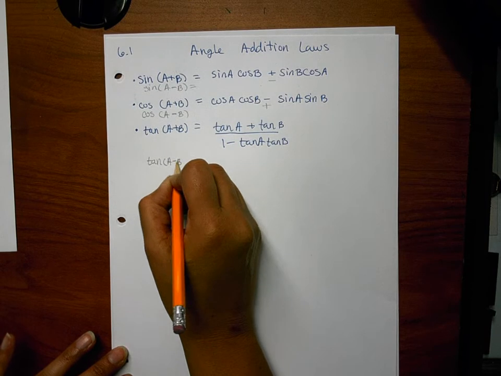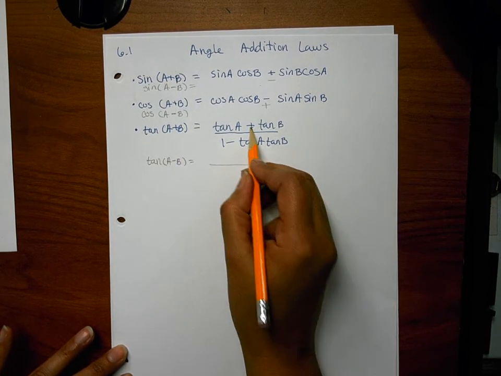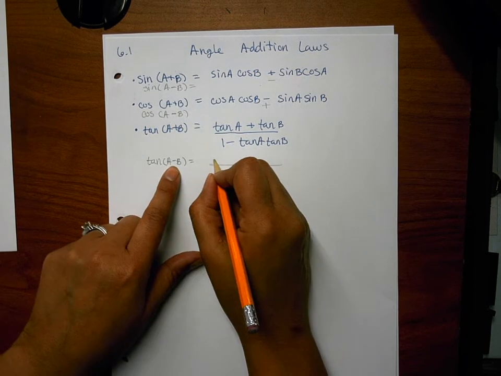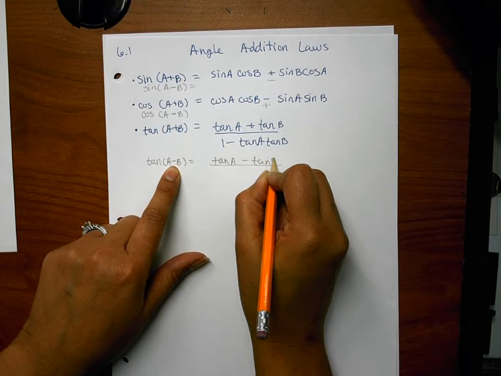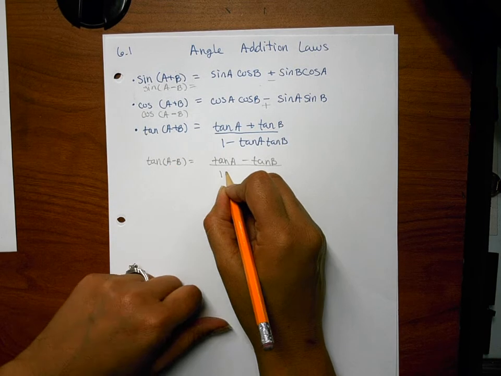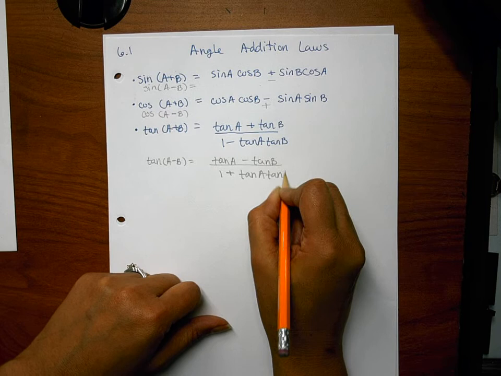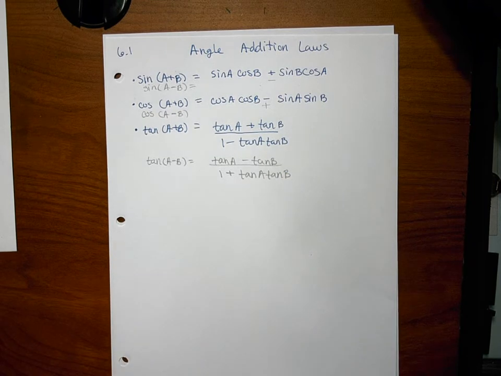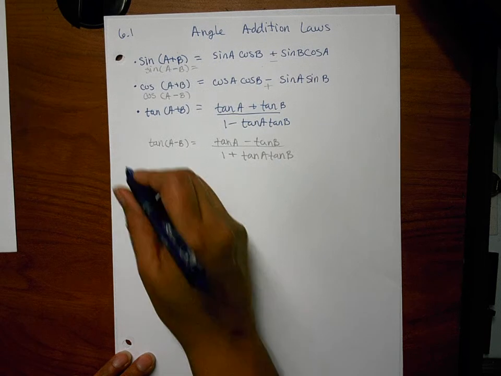And then the last one, tan of A minus B, I'm just going to write that one over. The top, you can see plus is plus and the bottom is the opposite. So if it's minus, it's going to stay minus, tan of A minus tan of B over 1, and then opposite would be 1 plus the product of tan A and tan B.